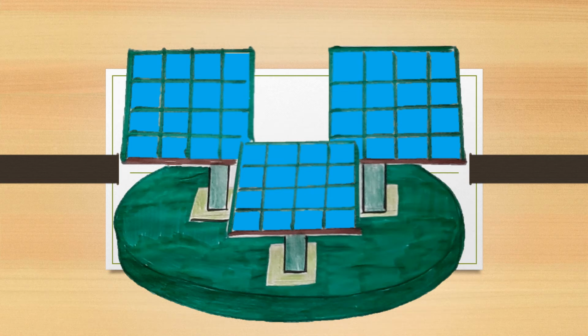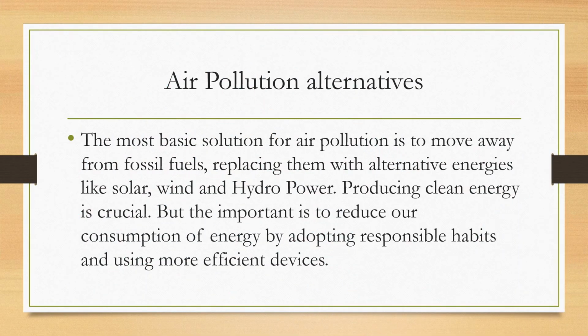Air pollution alternatives. The most basic solution for air pollution is to move away from fossil fuels, replacing them with alternative energies like solar, wind, and hydropower. Producing clean energy is crucial, but the important thing is to reduce our consumption of energy by adopting responsible habits and using more efficient devices.